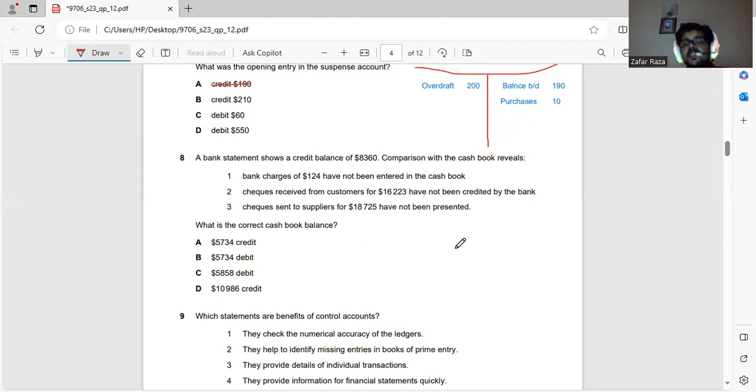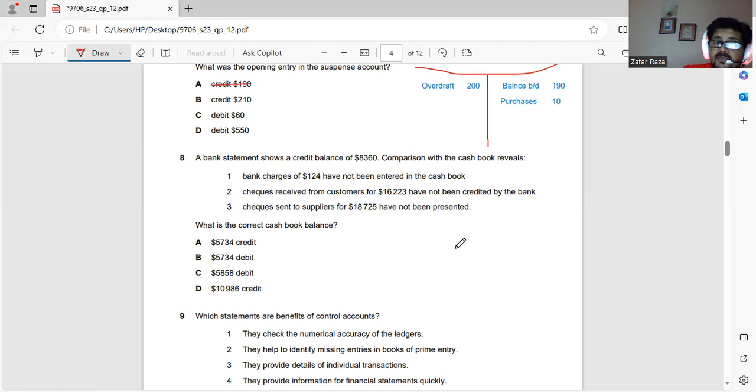Now, if they ask you what is the balance shown on the cash book, the answer is different. See, 8,360 bank balance, plus bank charges 124. Checks received from customers, uncredited deposits, should be added, 16,223, and unpresented checks are going to be deducted, 18,725. So the balance shown on the cash book is 5,982.